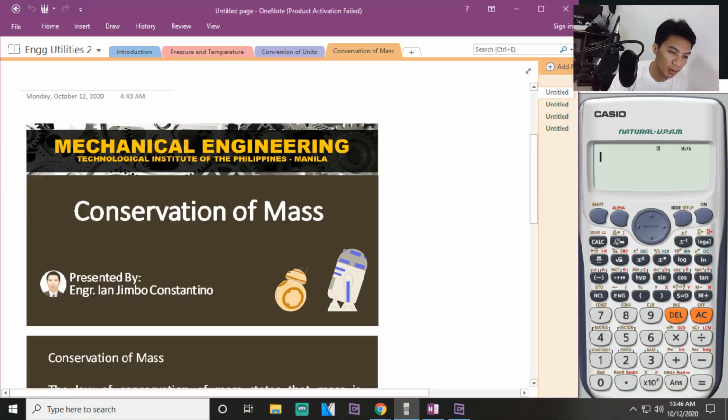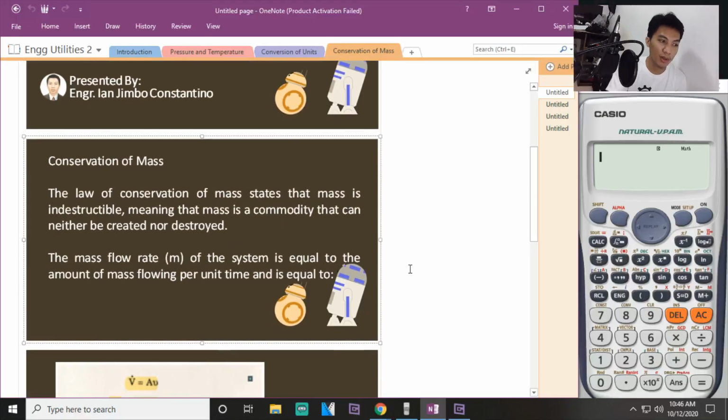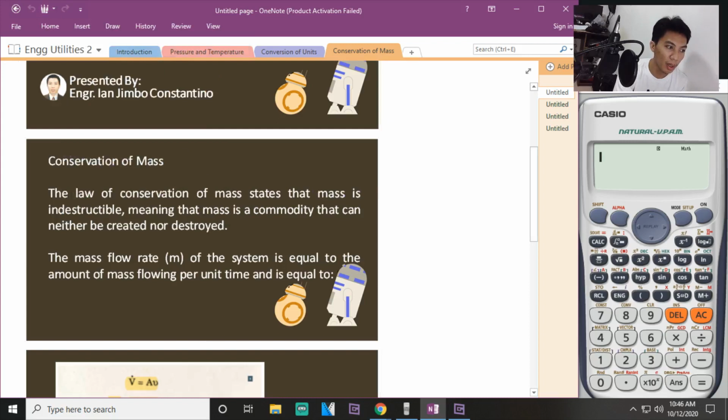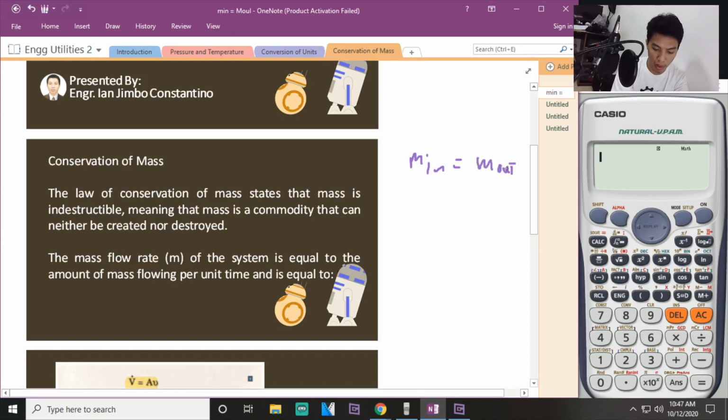So, by definition, sabi dito sa laws of physics, the law of conservation of mass states that mass is indestructible. Ibig sabihin kung ano yung contained in a system, yun din ang lalabas. Meaning that mass is a commodity that can be neither created nor destroyed. Ibig sabihin, yung mass in is equal to mass out. Okay, so mass in is equal to mass out.